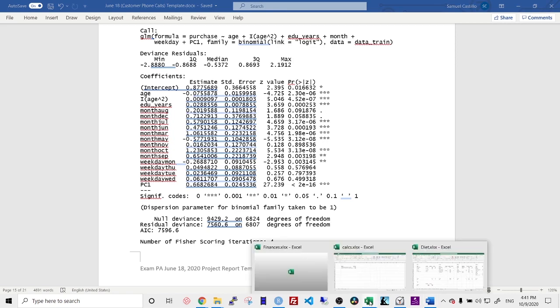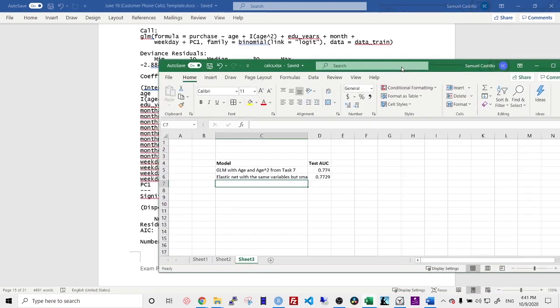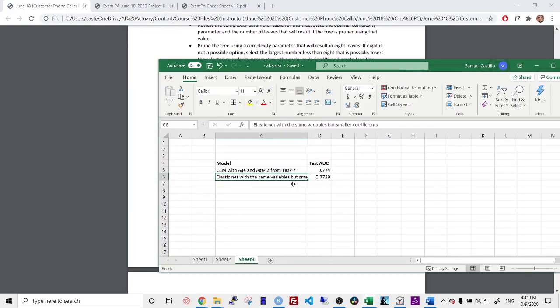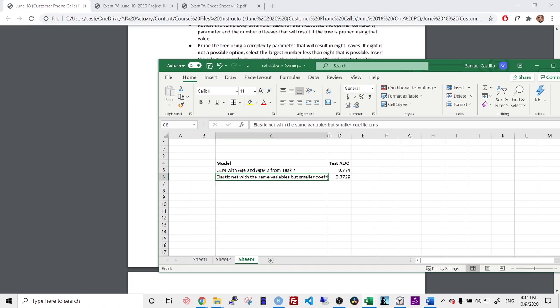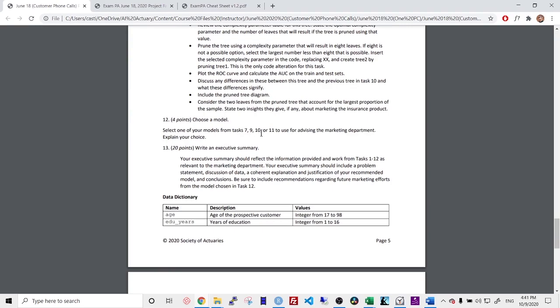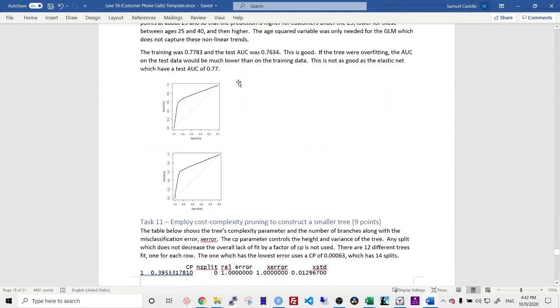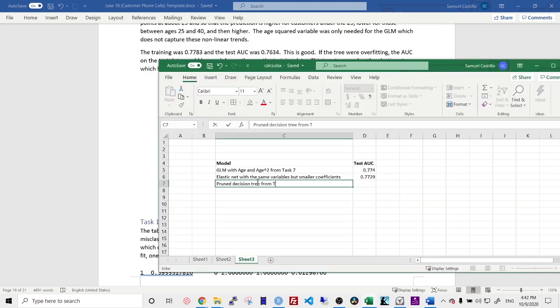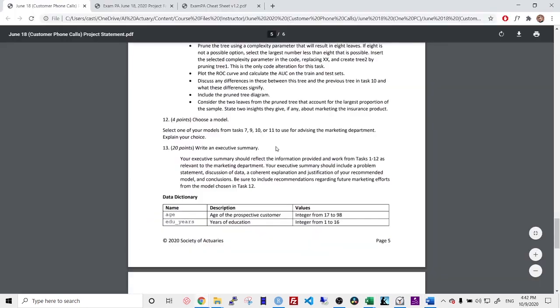So let's just create a quick table because we'll want to show the AUC values. So in task 7, we had the GLM with age and age squared, and that was the test AUC, 0.774. And then in task 9, we had an elastic net with the same variables, but the coefficients were slightly smaller. This has a slightly lower test AUC, 0.7729. And then in task 10, there was the decision tree. This had a test AUC of 0.7634. So this was the unpruned decision tree in task 10.